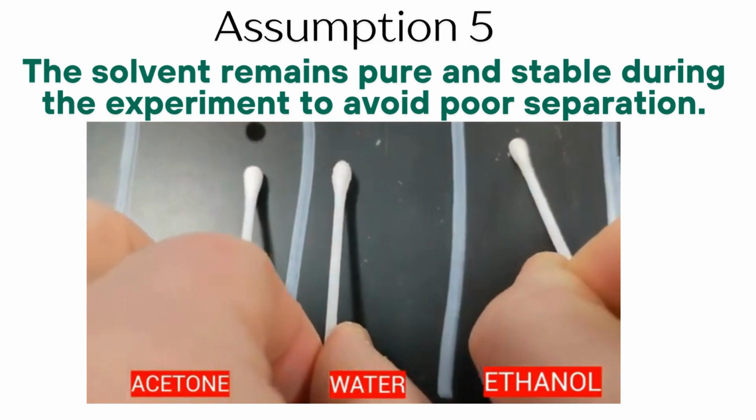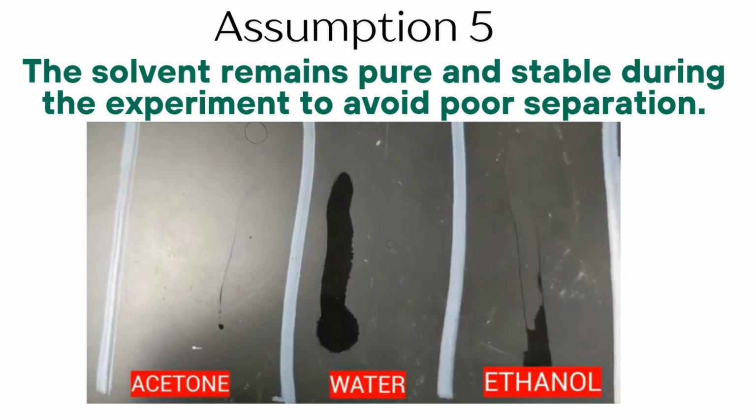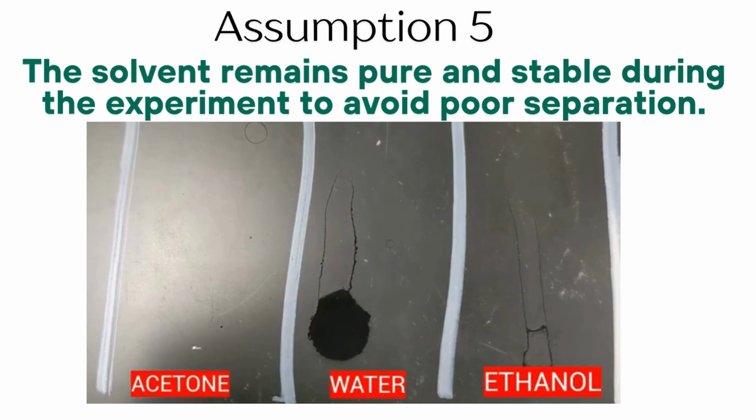Assumption 5 is that the solvent stays pure and does not evaporate too fast or react with the air. If the solvent evaporates quickly or gets contaminated, the separation will be affected.